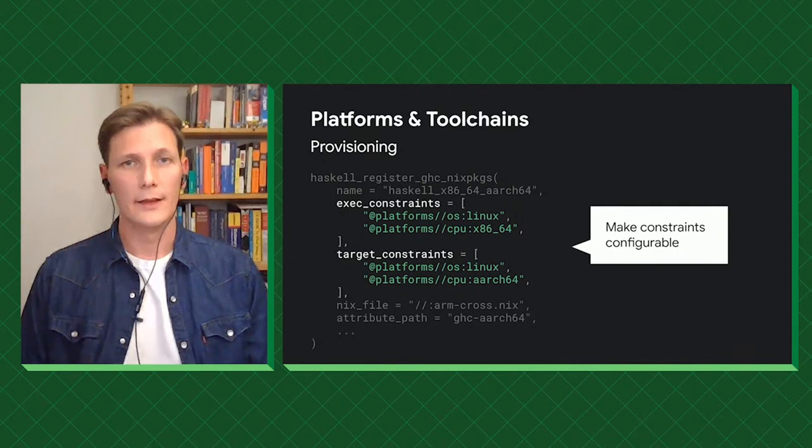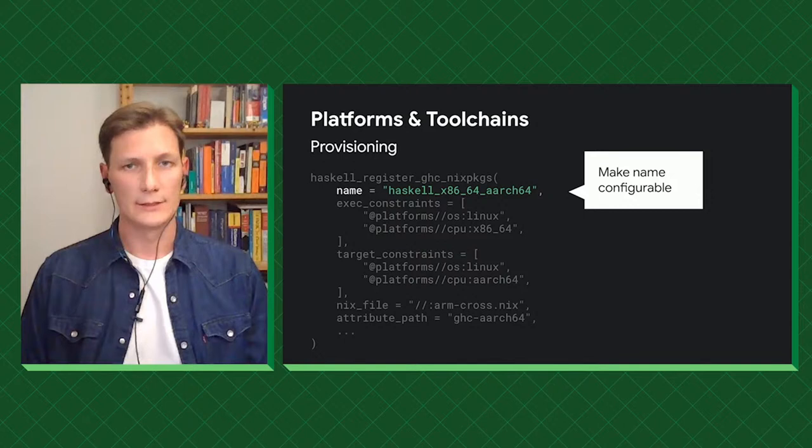Under the covers, this function sets up multiple external repositories. We had previously hard-coded some of the names for these, but in the cross-compilation use case, we needed multiple instances of the toolchain, so we had to make the names configurable to avoid name clashes.